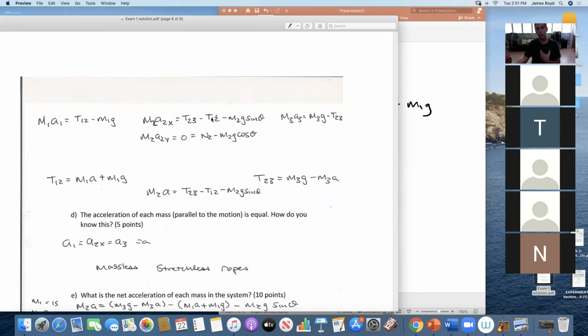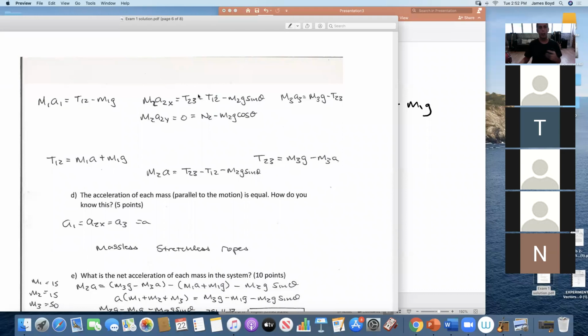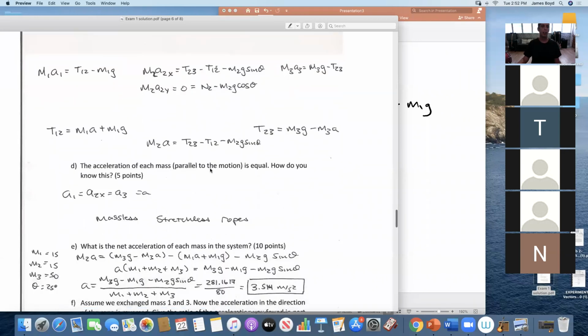Now we know these are equal, and we know that these are equal. So essentially, once we have these equations, rewrite them so that they're in the form where the tension is isolated, and then that way you can plug these tensions right into this equation. Now, usually I ask you, at least on the first test, a couple of standard questions, and this is one of them. How do we know that the acceleration of each mass is equal? Well, it's equal because massless, stretchless ropes.